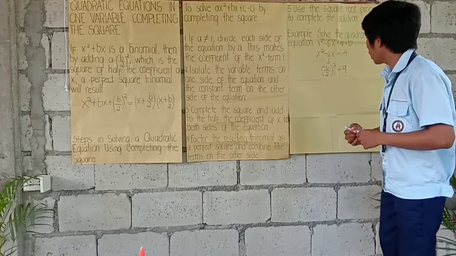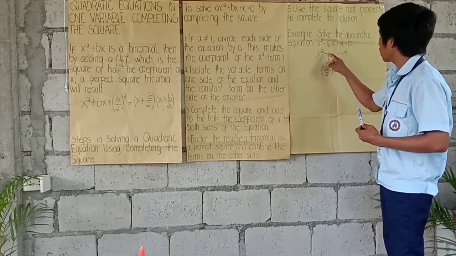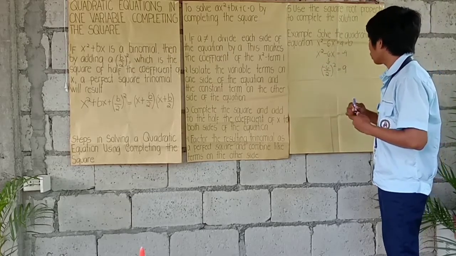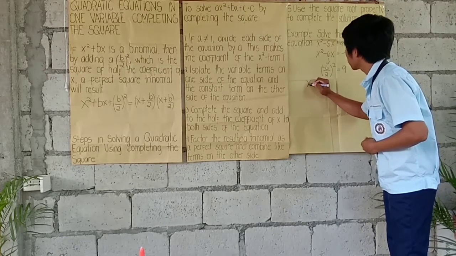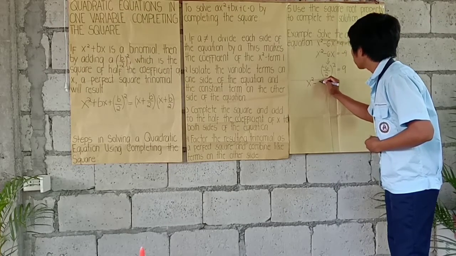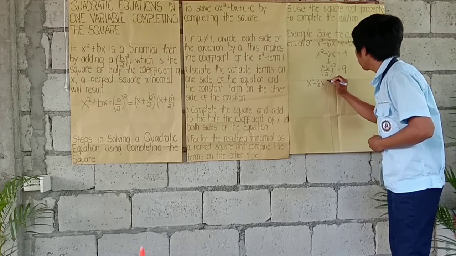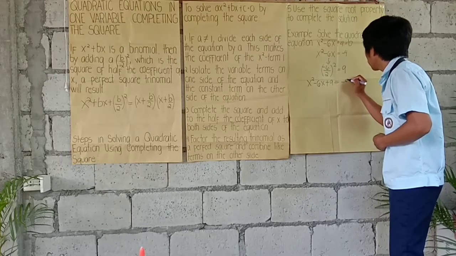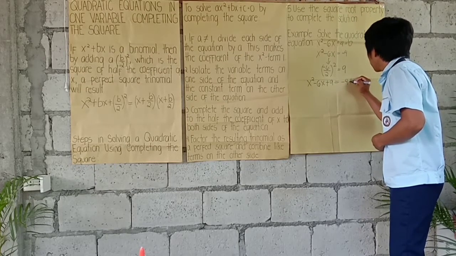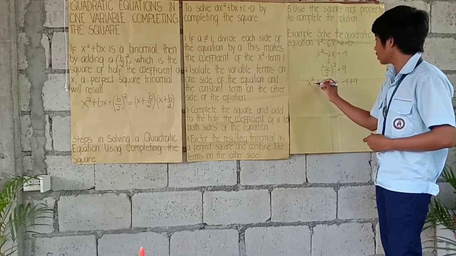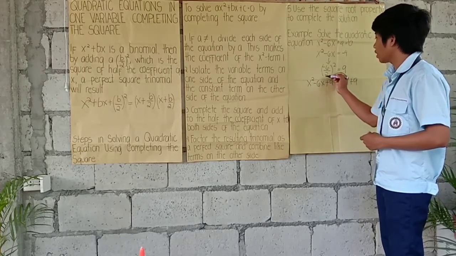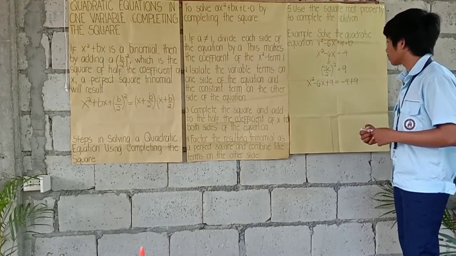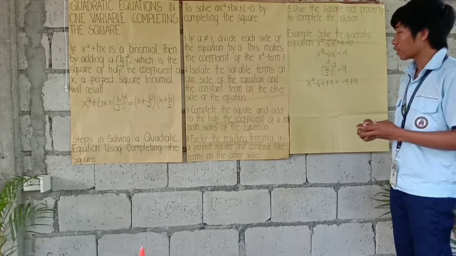Then, i-add naman natin ito sa equation, sa left side and right side. So, magiging x squared minus 6x plus 9 is equal to negative 4 plus 9. So, solve natin ito. Ito yung perfect square trinomial natin. So, i-factor na natin to.